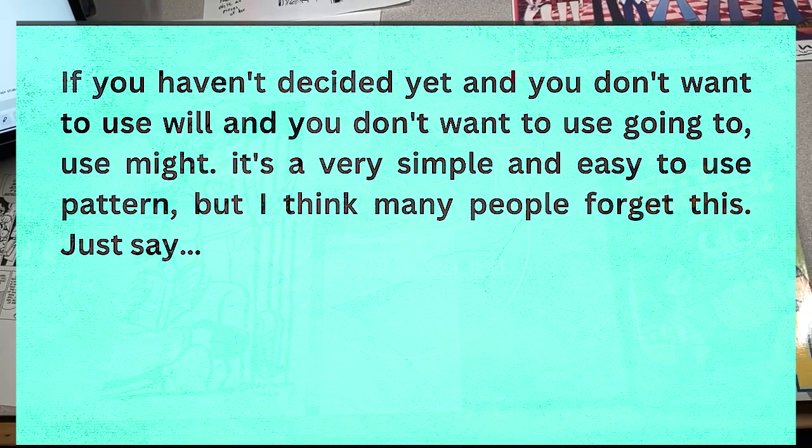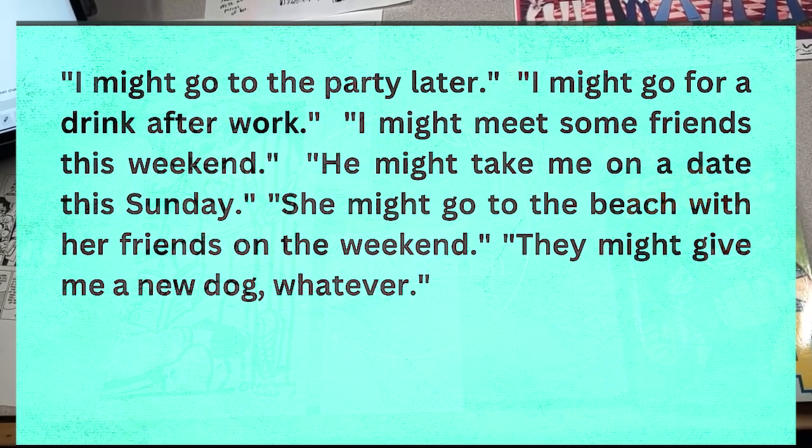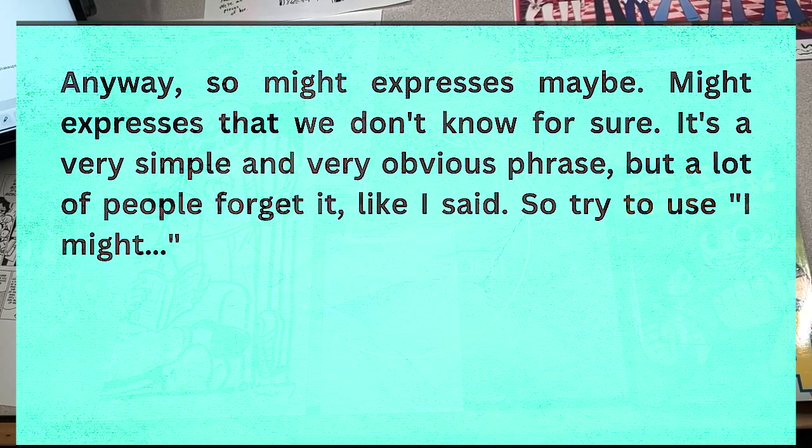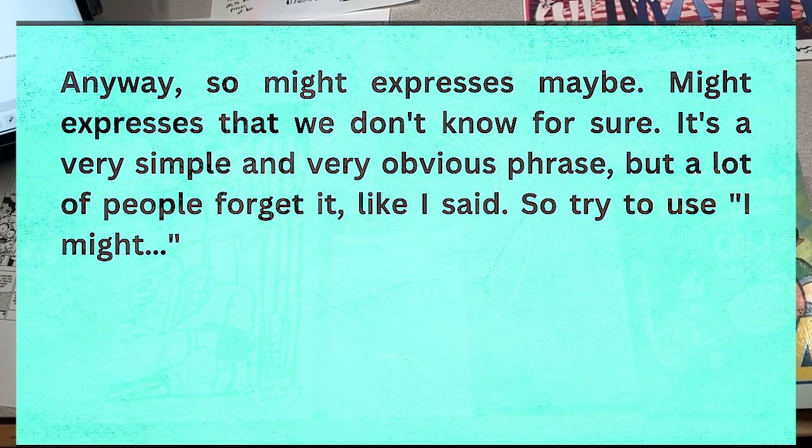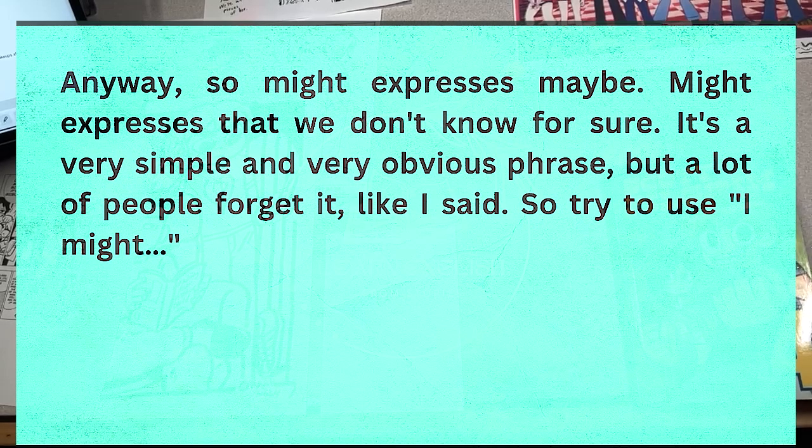Just say, I might go to the party later. I might go for a drink after work. I might meet some friends this weekend. He might take me on a date this Sunday. She might go to the beach with her friends on the weekend. They might give me a new dog, whatever. Anyway, might expresses maybe. Might expresses that we don't know for sure. It's a very simple and very obvious phrase, but a lot of people forget it, like I said. So try to use I might.